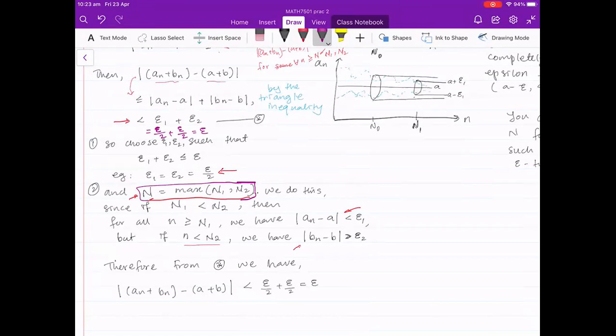Let's move on to the second question. Let me check the second question. Derivative of sin x. This is interesting.